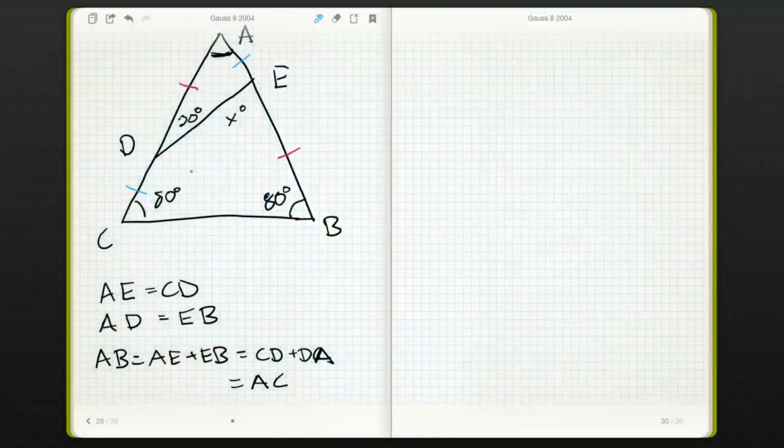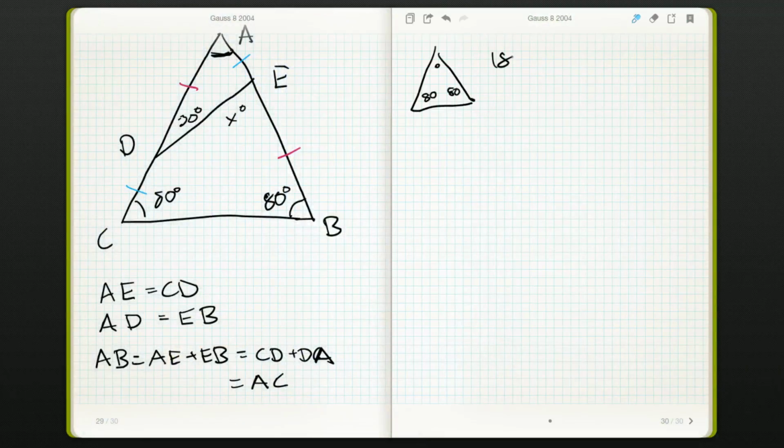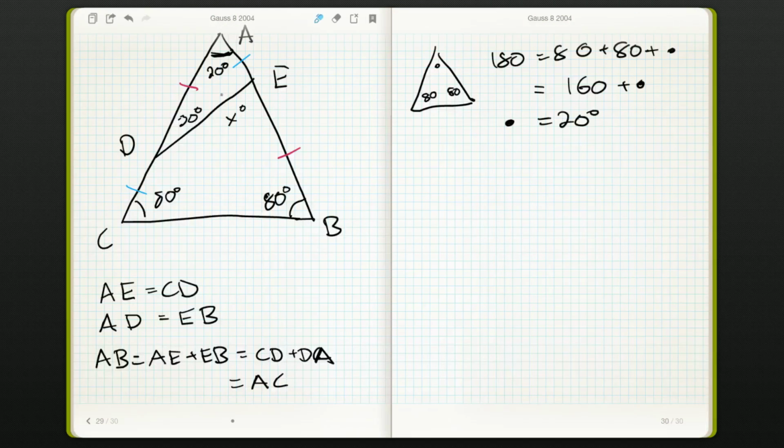So I'm going to figure out the angle at A. I know the sum of the angles in our triangle has to be 180. So 180 is 2 copies of 80, plus the angle up at A, and I've represented that by a dot. So we get 160 plus dot. Doesn't take too long to see dot is 20 degrees. So we have 20 degrees, we have 30 degrees, and at last, the way forward, the way of calculating x reveals itself.